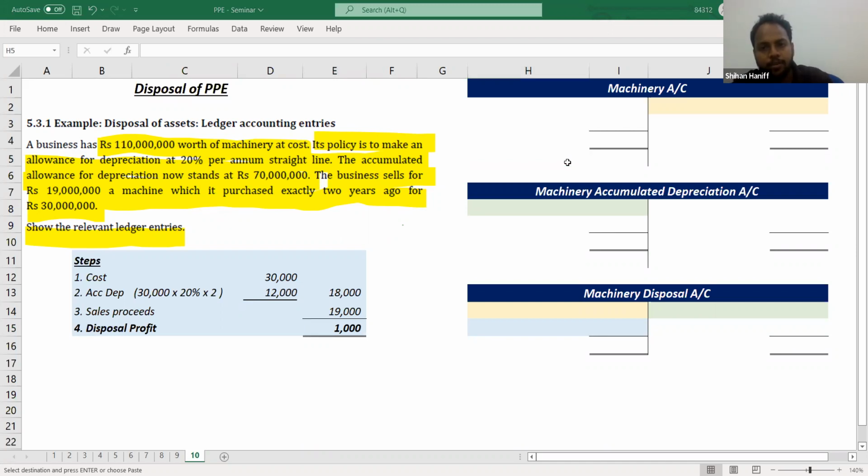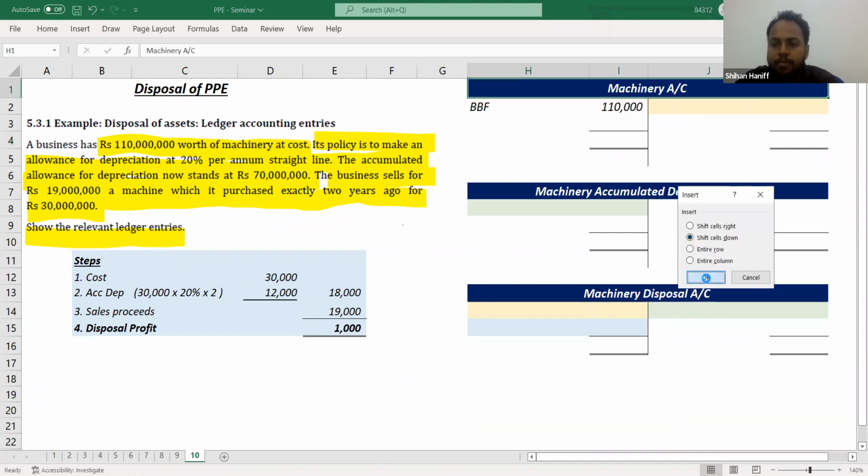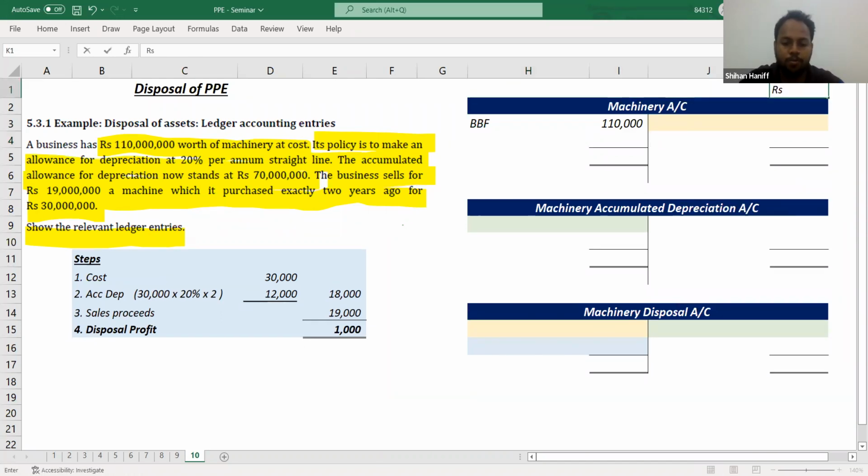We didn't sell all the machines. Now at the beginning, there was 110,000 machinery, right? Total 110 million. I'm doing it in thousands. At the beginning, the value of the total machinery was 110 million, and the accumulated depreciation was 70,000. Those are the two opening balances. Out of this, we sold one machine.